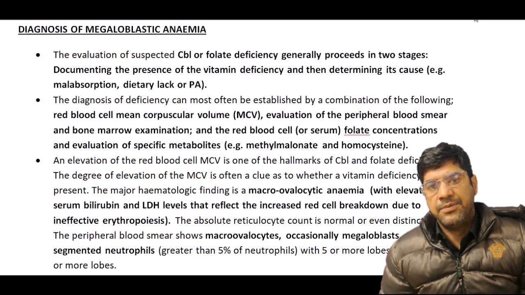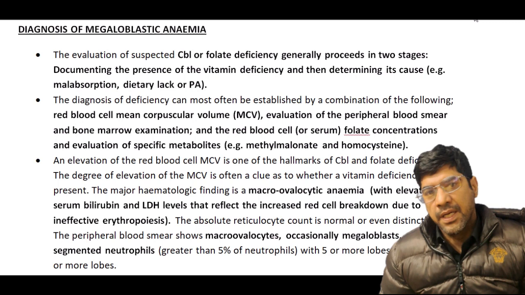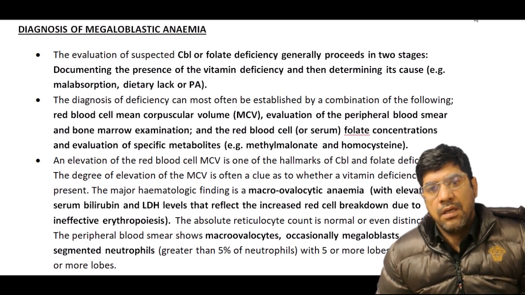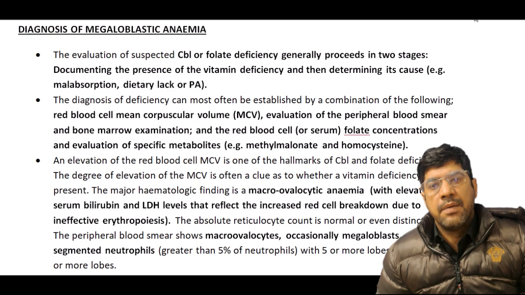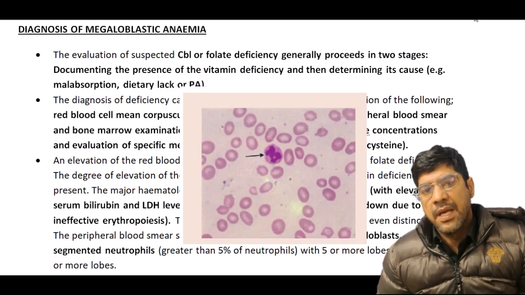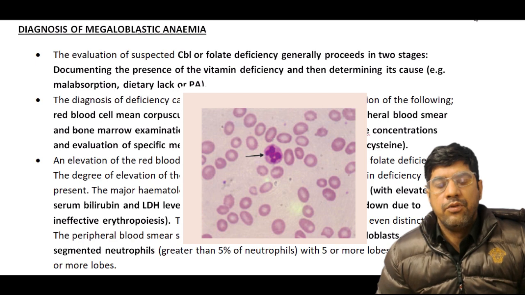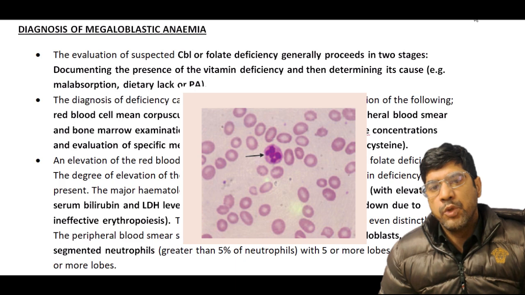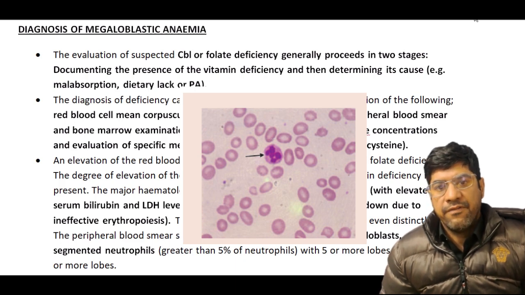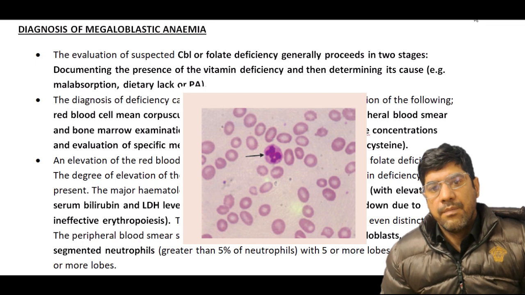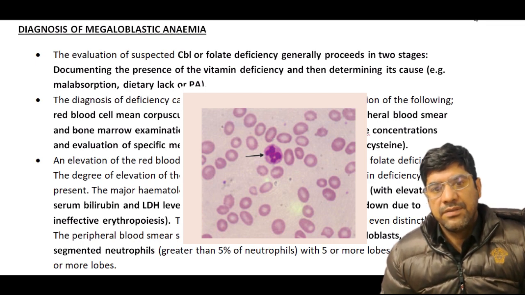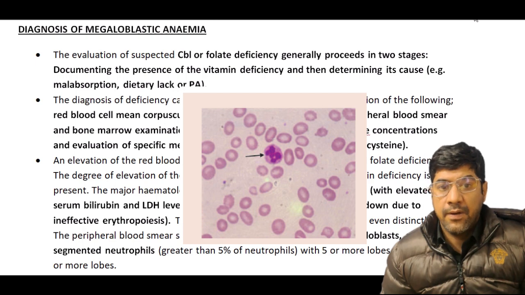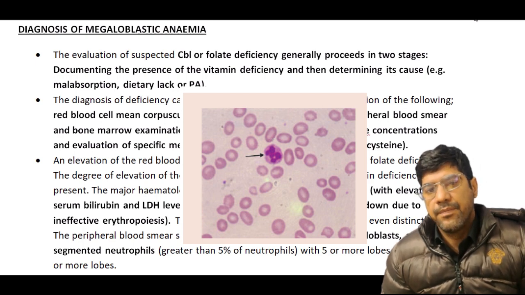So this test helps to visualize the morphology of the blood cells under the microscope. You can see macro-ovalocytes. What are those? They are the cells that are larger than the normal red blood cells, occasionally megaloblasts. Apart from that, you will see hypersegmented neutrophils, the neutrophils with more than the usual number of lobes. So even 5 or more lobes, that hypersegmentation indicates alteration in the late stage granulopoiesis.